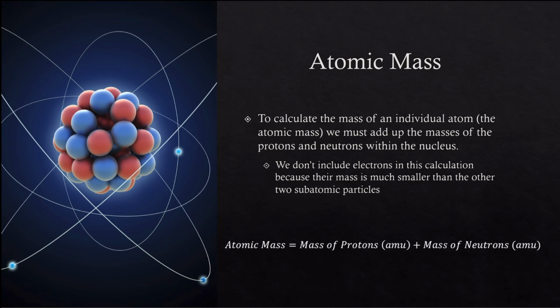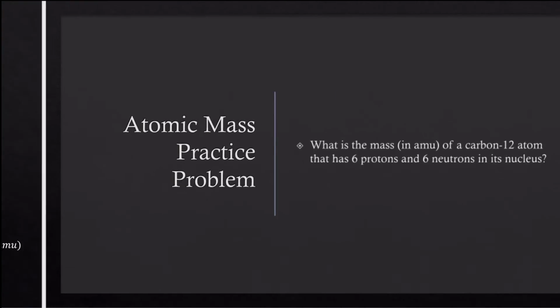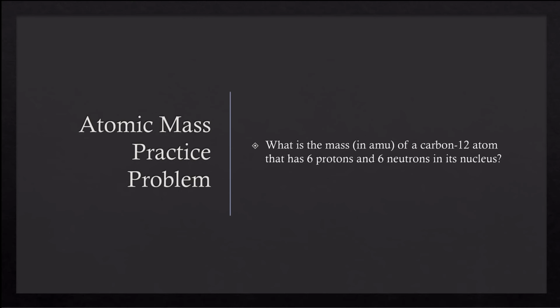So the atomic mass is going to be equal to the mass of the protons plus the mass of the neutrons. All you have to do is add up the number of protons and neutrons in your nucleus, and that'll give you the atomic mass. So if we do a quick atomic mass practice problem, you can read this, pause it, and try it yourself. I'm just going to go right into the answer. What is the mass in AMU of a carbon-12 atom that has 6 protons and 6 neutrons in the nucleus?